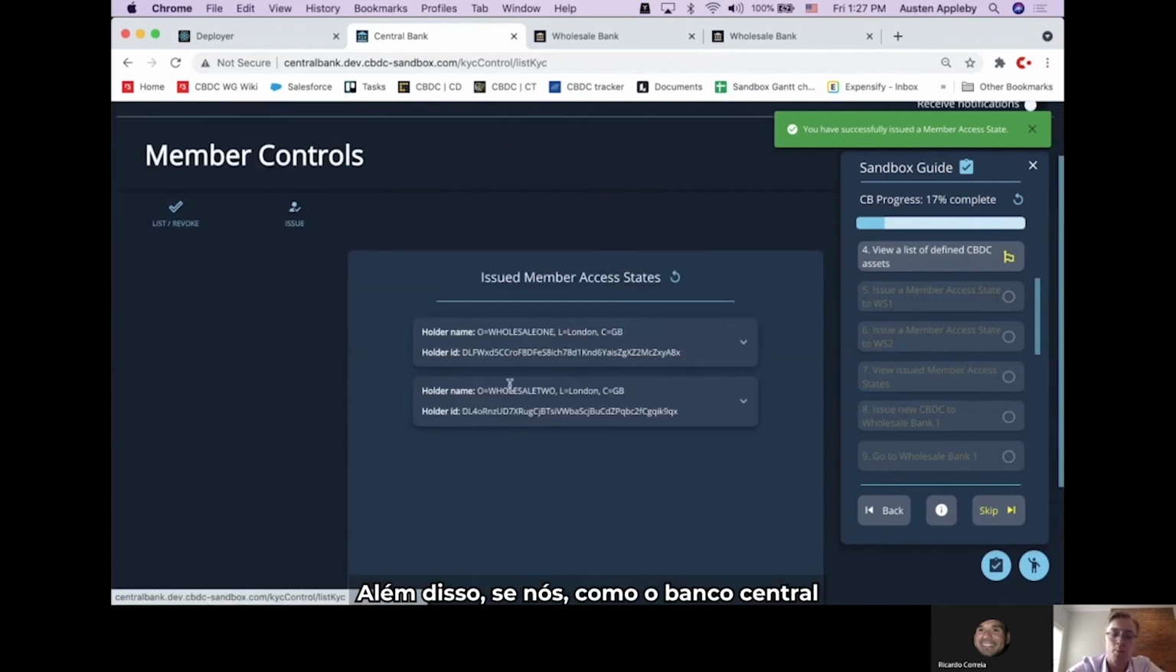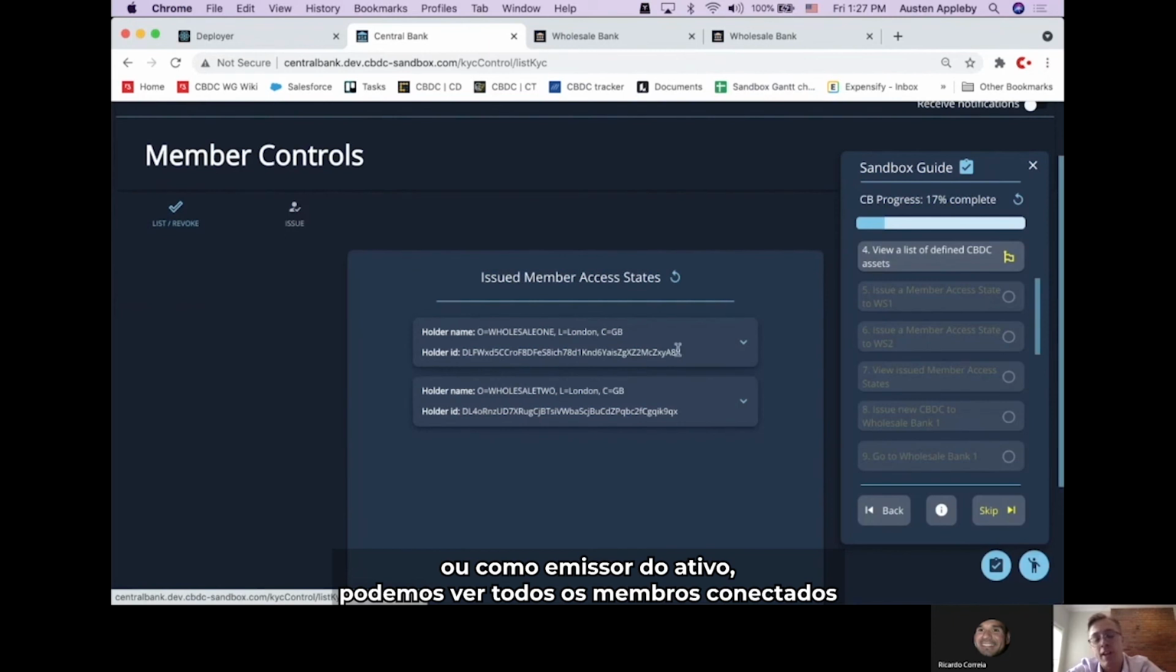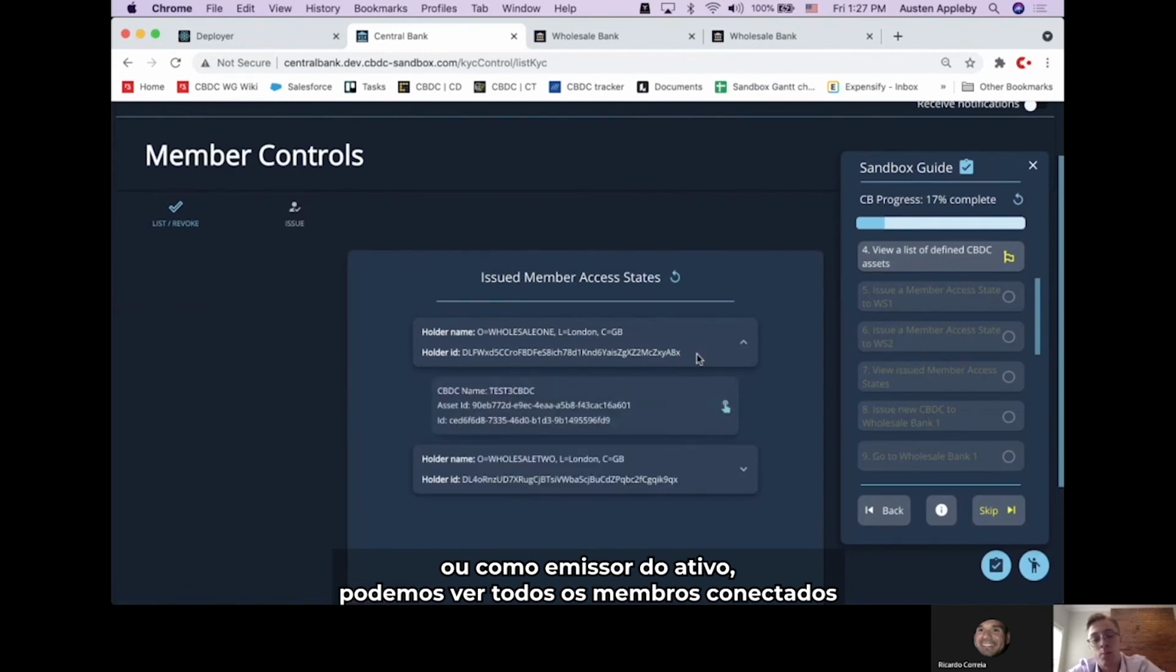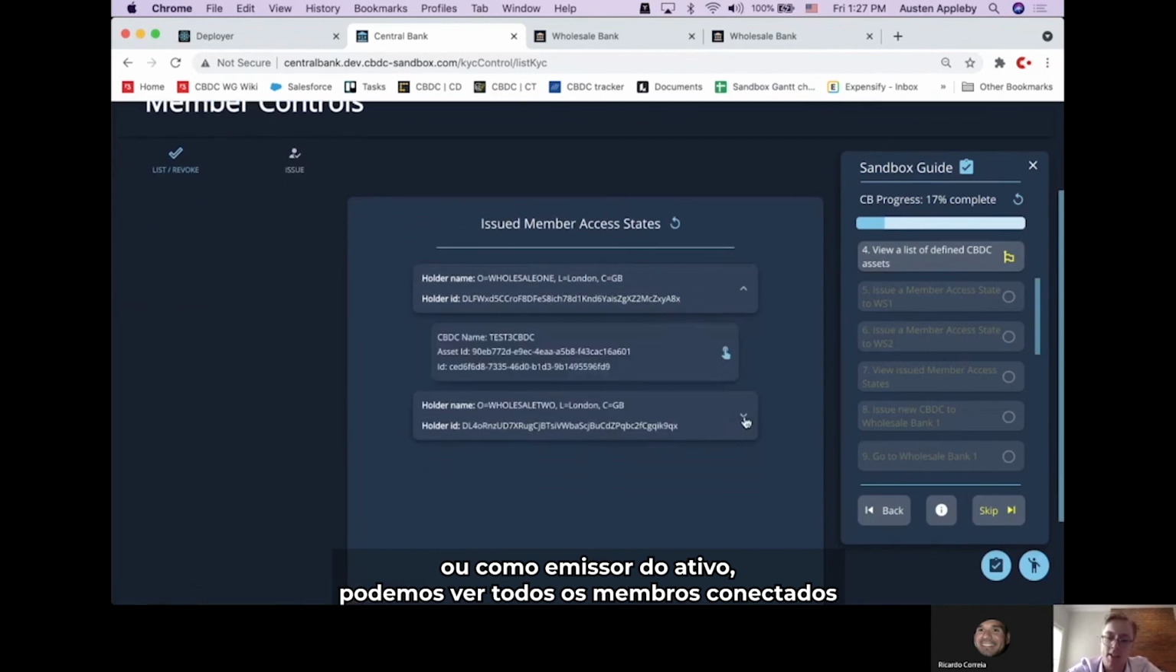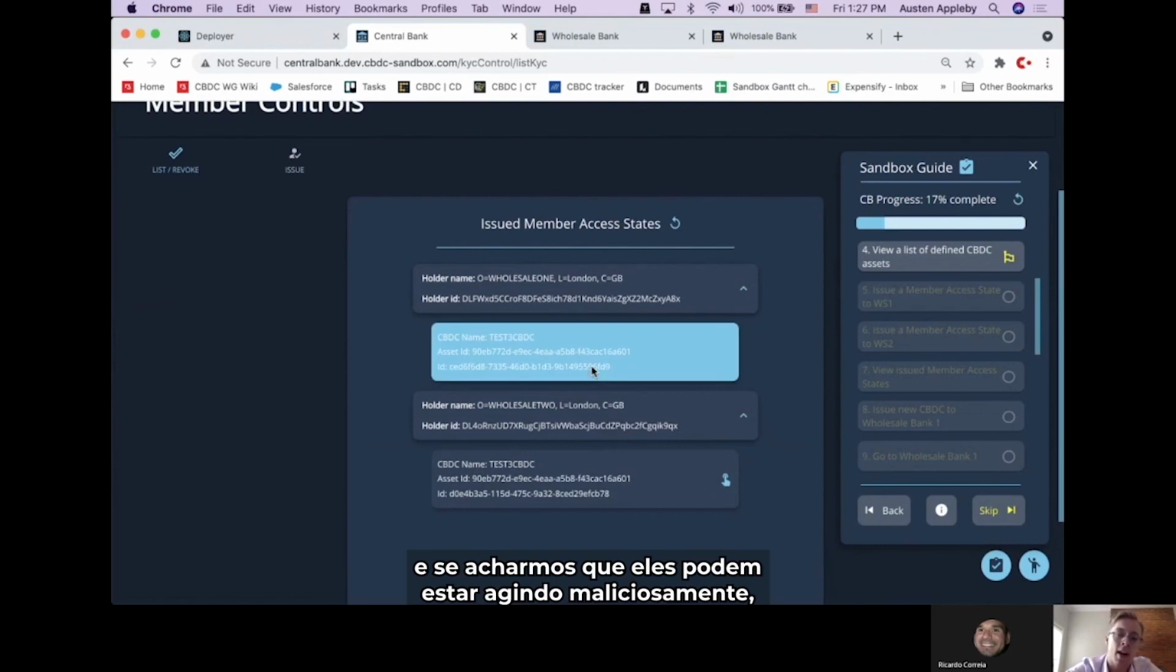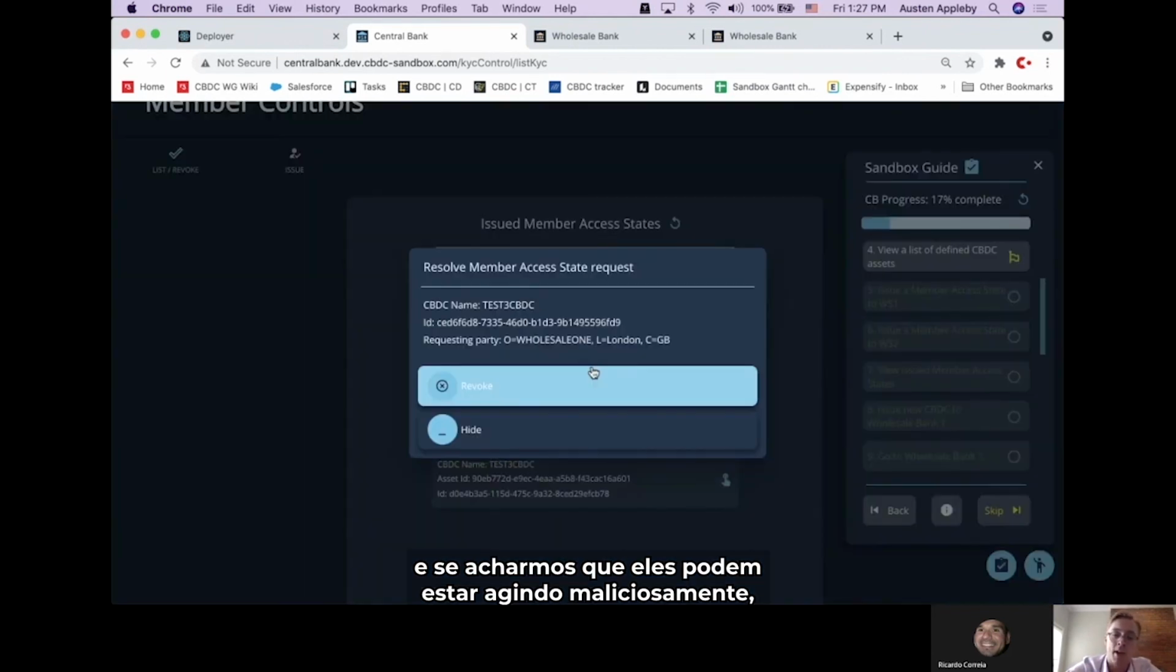Additionally, as the central bank or as the issuer of an asset, we can view all of the member access states on the network, and if we think that an actor may be acting maliciously, we can revoke that access in real time as well.